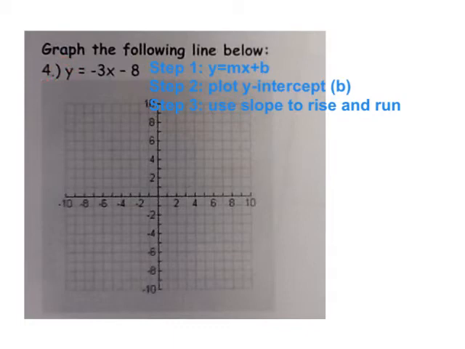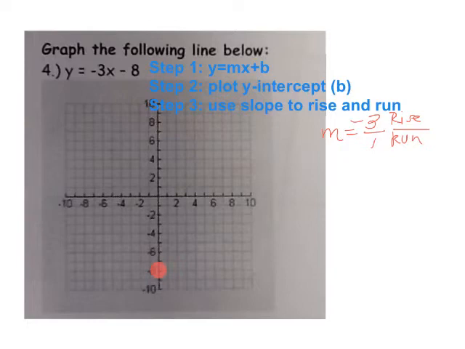Step 2, I'm ready to go on there to plot my y-intercept. The y-intercept we said here is going to be negative 8. So I'm going to go to the y-axis and plot a point at negative 8. So there is my y-intercept at negative 8. The next step is I'm supposed to use the slope to rise and run. Well, my slope is negative 3. We can think of that as being negative 3 over 1. Write it as a fraction with the rise over the run. So I'm going to rise negative 3 and run 1.